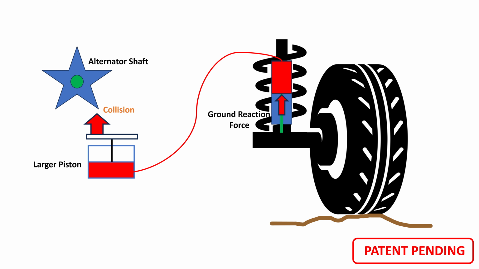When the piston compresses, the ground reaction force will be amplified at the larger piston rod. The larger piston rod can collide with the alternator shaft and make the alternator shaft free spin, resulting in battery charging. We can restore a massive amount of energy back into the battery.